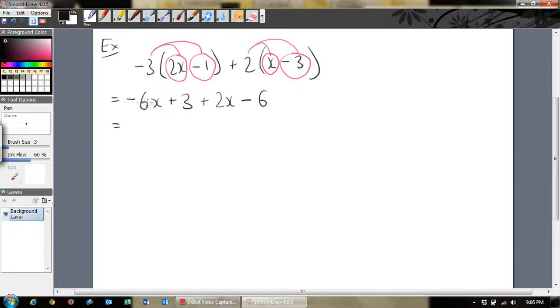Let's just simplify this now. We've got a negative 6x, positive 2x is equal to negative 4x. And we've got positive 3 minus 6 is equal to negative 3. And that's your answer, Sunny Jim.